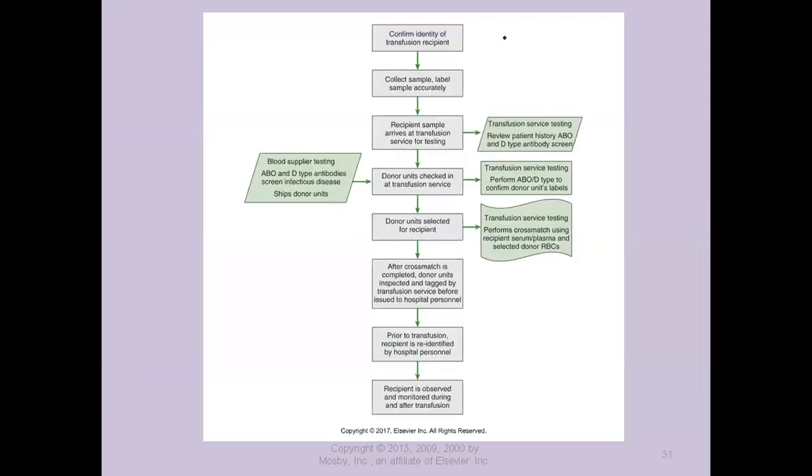Okay, so I think we looked at this already. It looks very similar to the one we looked at previously. Yeah, we did. It's a dupe.